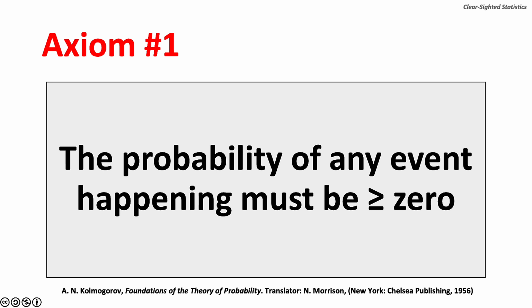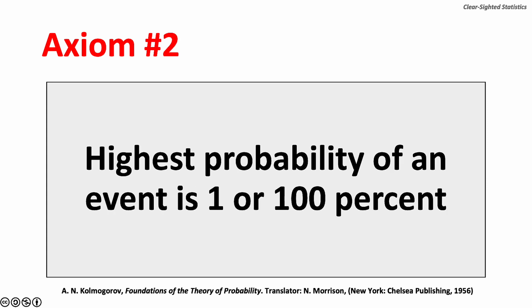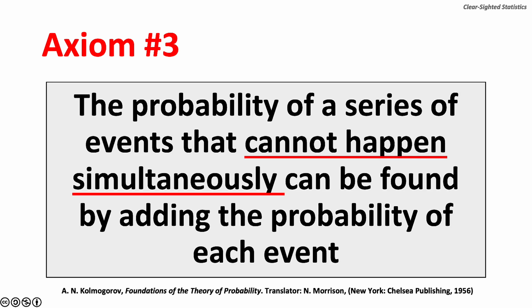To repeat, the probability of 0 means that an event is impossible. Axiom 2. The highest probability of an event is 1 or 100%. Axiom 3. The probability of a series of events that cannot happen simultaneously can be found by adding the probability of each event.